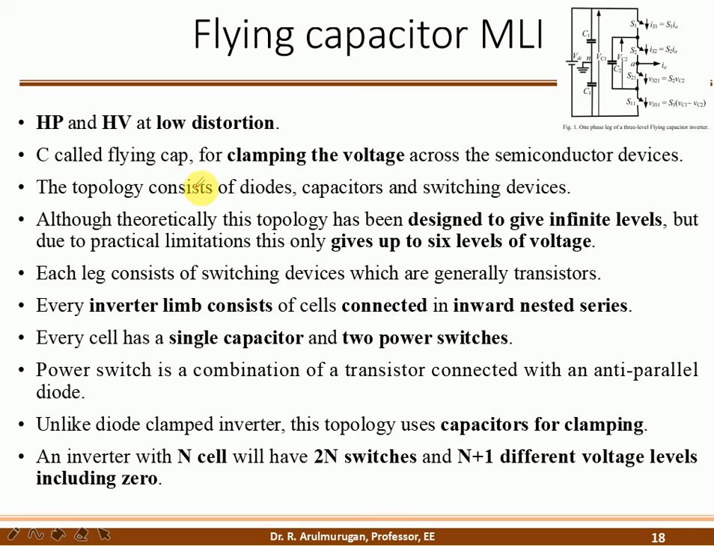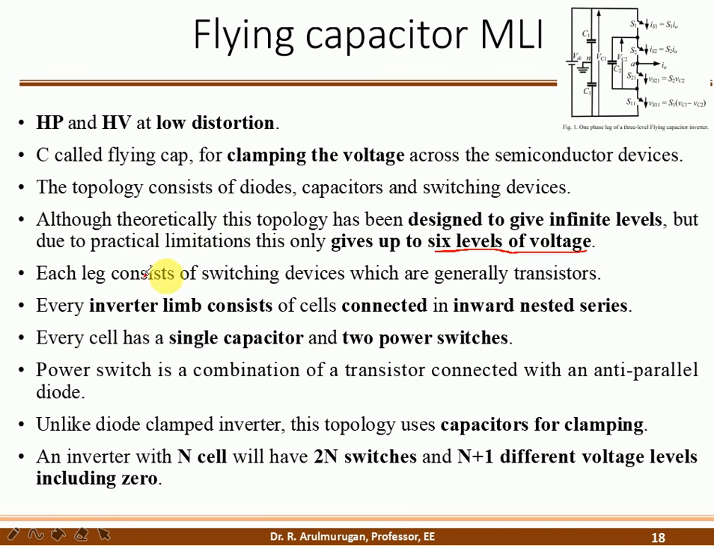What is included in the topology? It has switches and a capacitor source. Across each switch, an anti-parallel diode is connected. Theoretically, this topology has been designed to give infinite levels, but practically there is a limitation. It will effectively give only up to 6 levels of voltage.